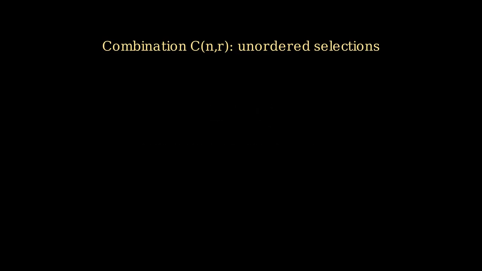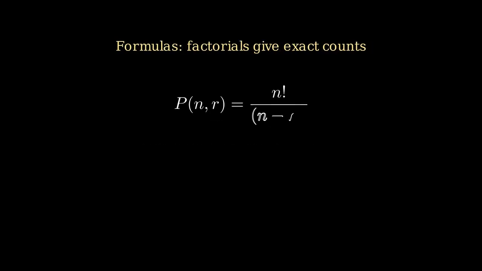The formulas are these: P of n, r equals n factorial divided by the quantity n minus r factorial, and C of n, r equals n factorial divided by the quantity r factorial times the quantity n minus r factorial.